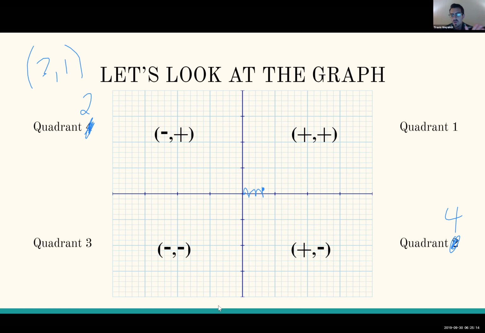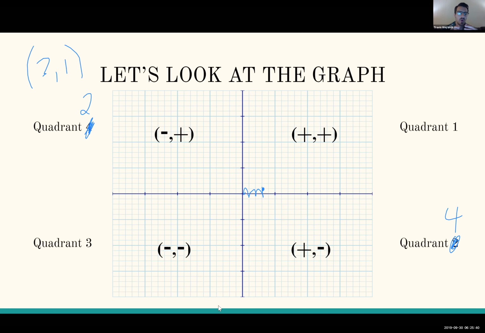So I go, we call it run 3 and rise 1. So again, the first part of the coordinate is the x value, the second is the y. So when we look at these plus and negatives on this graph, it's going to kind of help us. So in quadrant 1, both the x and the y are positive. So again, in my example, both of them are positive. If they're both positive, they'll be found in quadrant 1.